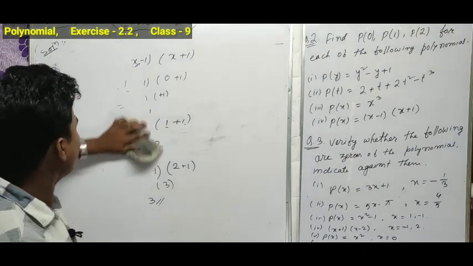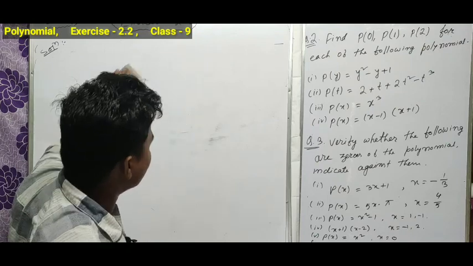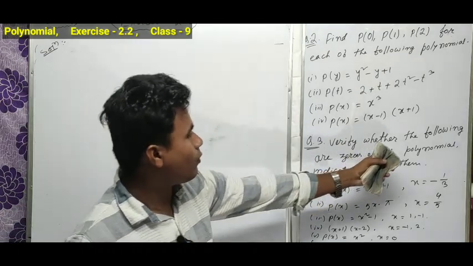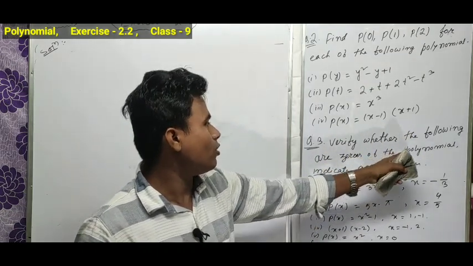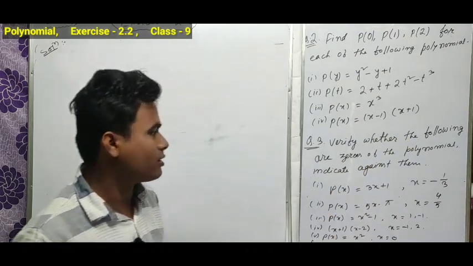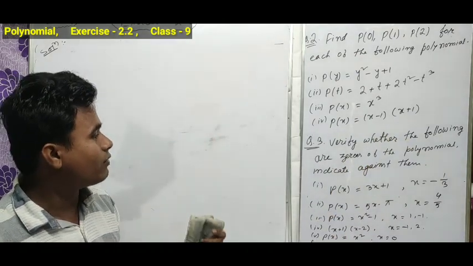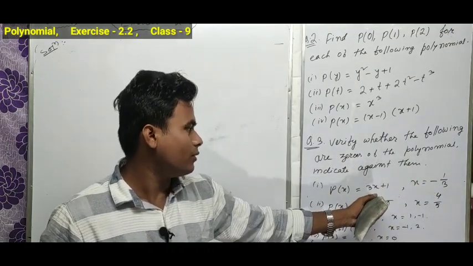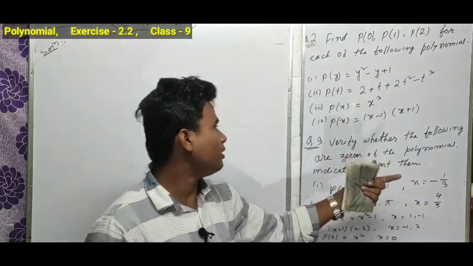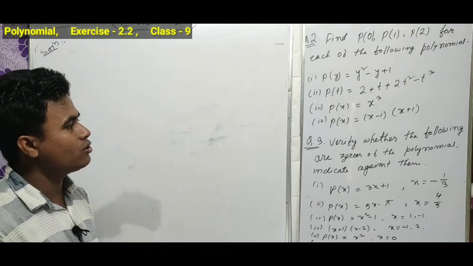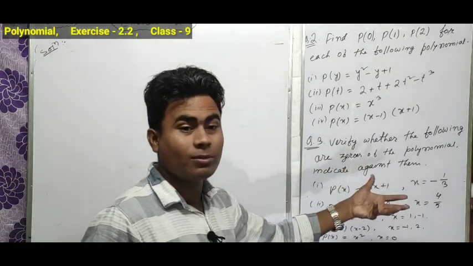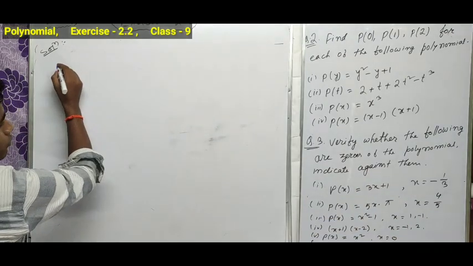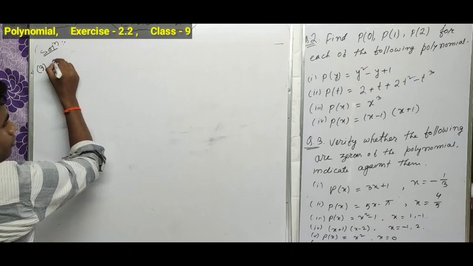Move forward to the next question. Verify whether the following are zeros of the polynomial. You have to verify: if we put the value of x and it becomes 0, then we say it is a zero of the polynomial, and if it does not become 0, then we say it is not a zero of the polynomial. So we will try to solve this one.